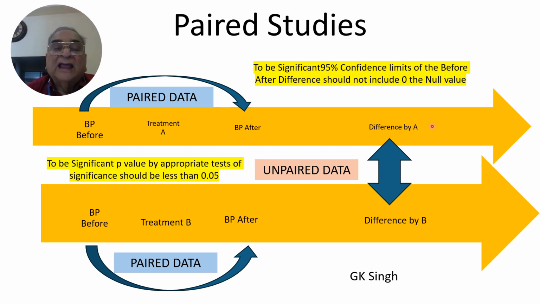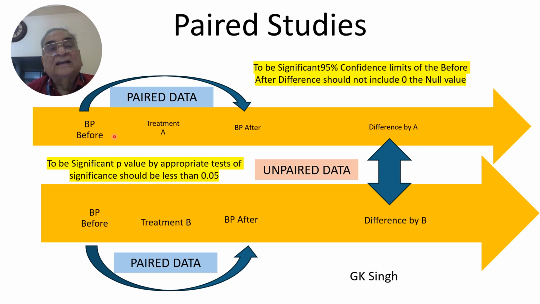And then we calculate the 95% confidence limits of that mean difference. And if that 95% confidence limits do not include 0, then the mean difference is significant at the level of 95% confidence limits. Now, this is the analysis of paired data.